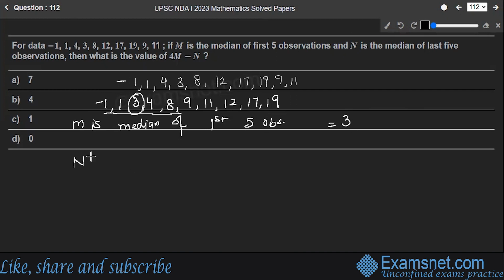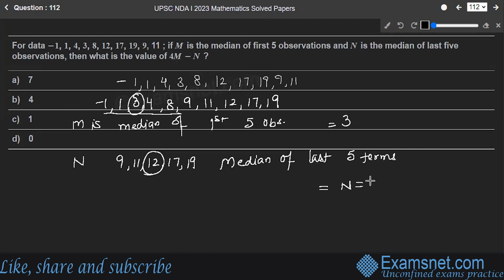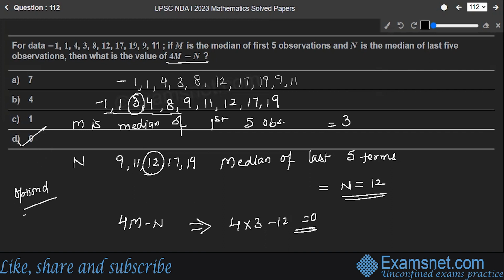Next, it says N is the median of the last 5 observations. Let's write down the last 5 observations. They are 9, 11, 12, 17, and 19. So the median of the last 5 terms is N, which is equal to 12. Now you have to find out 4M minus N. That is equal to 4 into 3 minus 12, which is 0. And option D is the correct answer.